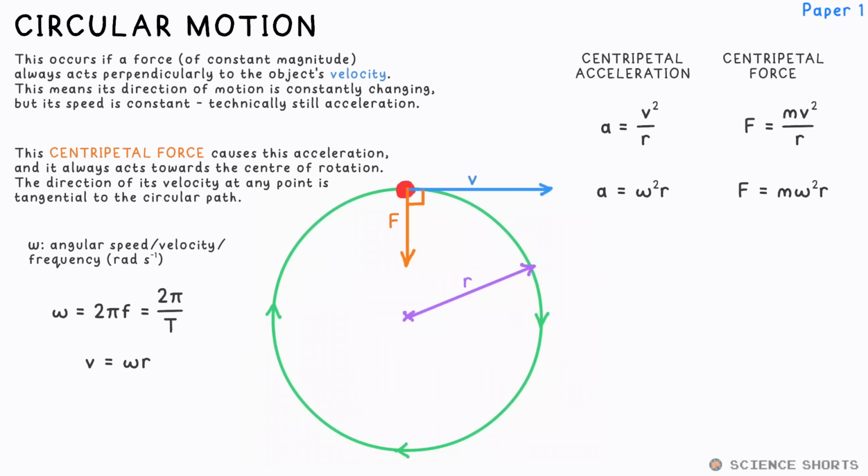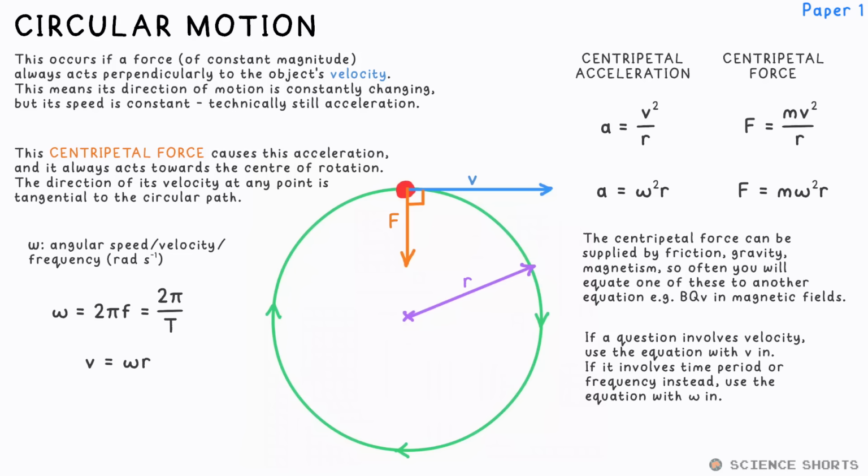Replacing v in our centripetal acceleration and force equations, we end up with the alternative versions, a equals omega squared r and F equals m omega squared r. If you're given the time period, you use the omega versions and replace the omega with 2 pi over t. If you're given the actual speed though, you use the first equation, a equals v squared over r, or F equals mv squared over r. Similar to angular velocity, angular displacement is just how many radians an object has turned through.